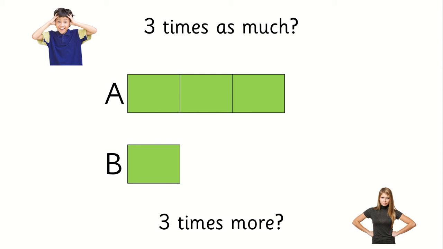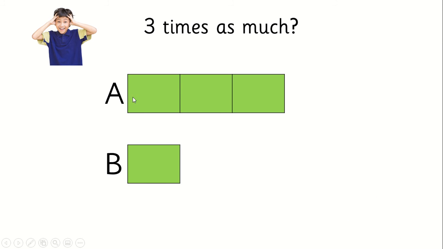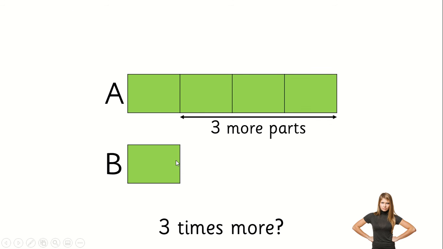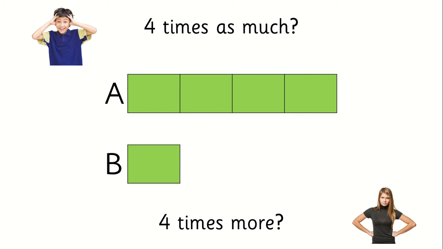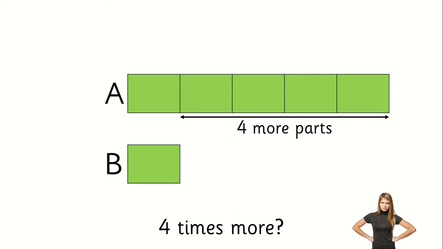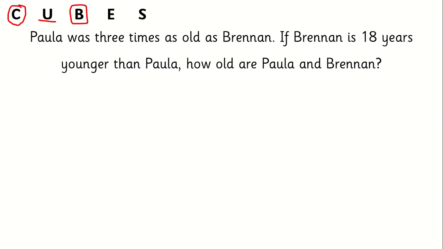So just looking at these, is this 3 times as much or 3 times more? This is 3 times as much, 3 times as many at the top compared to the bottom. Whereas this one here is 3 times more because there's 3 more parts. So just going through the difference, this is 4 times as much as the bottom, whereas this one here is 4 times more because there are 4 more parts compared to what we have at the bottom.